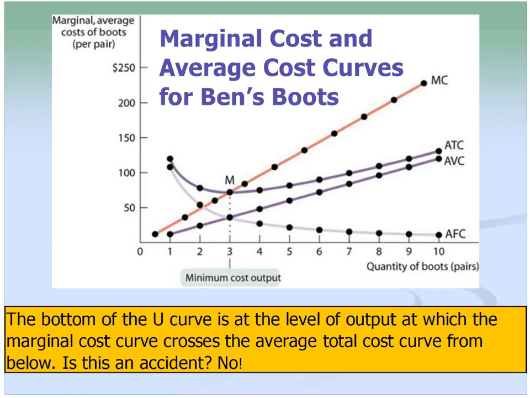Now, as it says here, the bottom of the U-curve is at the level of output at which the marginal cost curve crosses the ATC from below. Is this an accident? It is not. In this case, what we see here is that ATC is intersected by the marginal cost curve at its lowest point. And so that's really important to note.